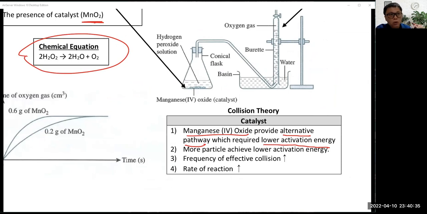So in this case, you're not allowed to write frequency of collision increase, because frequency of collision remains the same. The number of students in class is still the same. But because the requirement comes down, more students get A, so more particles are successful. More particles are able to achieve the lower marks, from 70 now lowered to 50. So successful students who get A will increase. So bear in mind this idea.